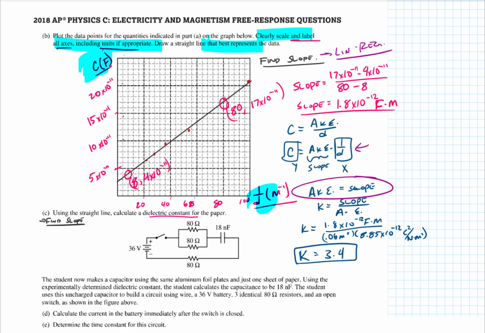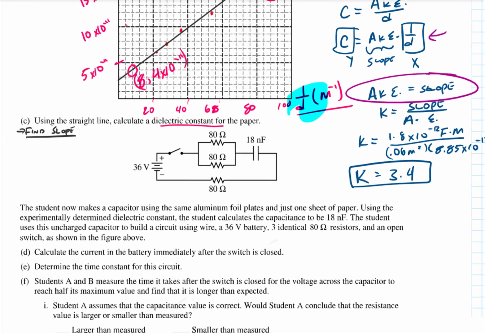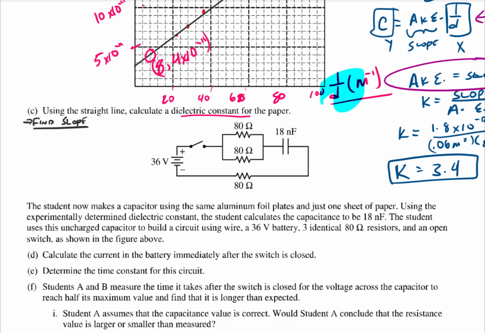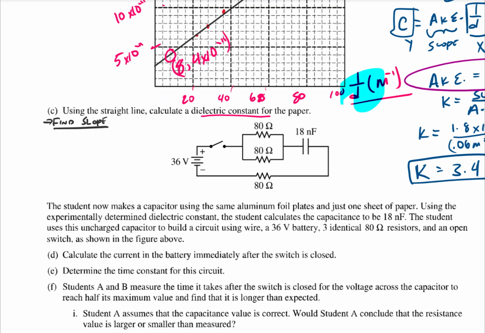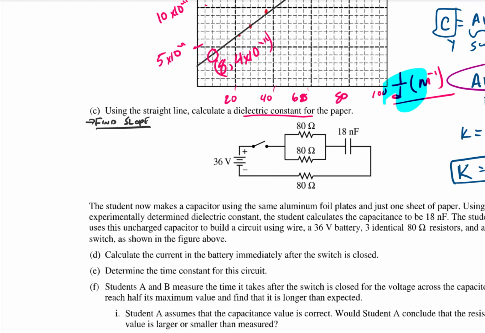All right, moving on to the next part of the problem. The student now makes a capacitor using the same aluminum foil and places just one sheet of paper in there. Using the German dielectric constant, the student calculates the capacitance to be 18 nanofarads. The student uses this uncharged capacitor to build a circuit using a wire, a 36-volt battery, and 3 80-ohm resistors with an open switch as shown. Calculate a current in the battery immediately after the switch is closed.